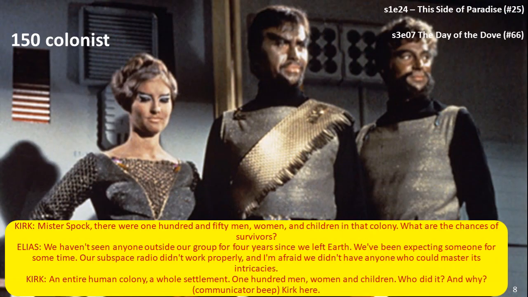In the episode This Side of Paradise and the episode The Day of the Dove, we learn the initial population for a colony was 150, and it may well have included children, although I feel any children would have been born on the planet rather than actually being transported there. After all, it would be more efficient if that was the case.